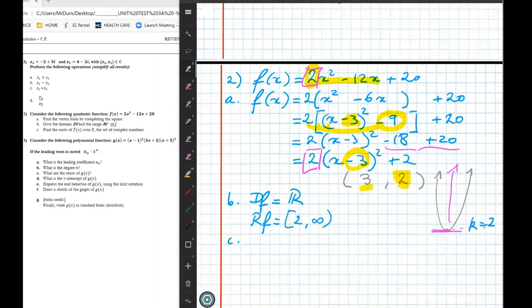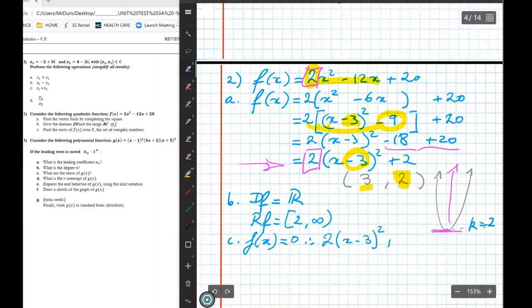And for the last question of this part 2, you need to find the roots in C, which means that, or zeros, x-intercepts. That means that you need to solve the following equation. f of x equals 0. And you're going to use the vertex form that you just expressed here. So I'll have 2 times x minus 3 squared plus 2 equals 0.